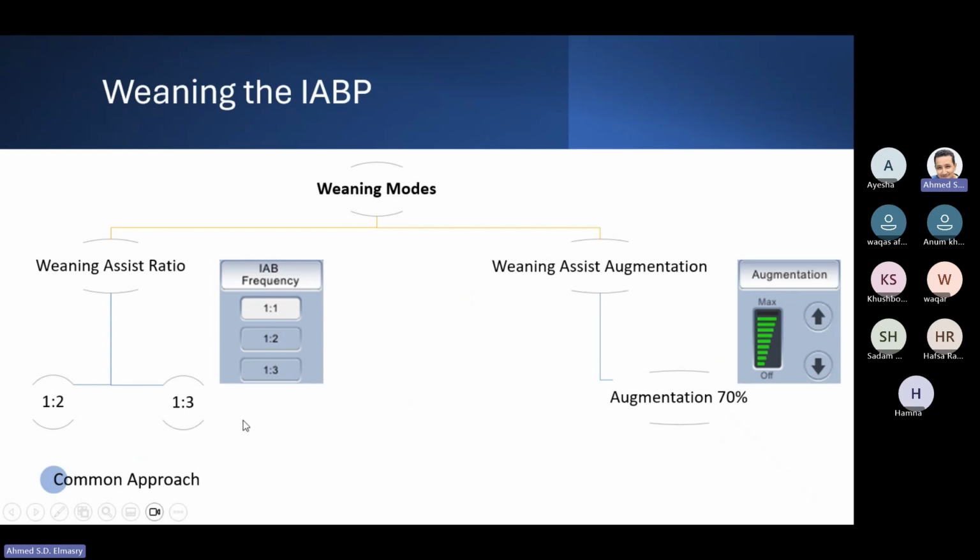And regarding the weaning mode, there are many weaning modes. Either you wean the assist ratio, meaning that you move from 1 to 1, then 1 to 2, then 1 to 3, and this is the most common approach. And the other approach is to wean the augmentation, meaning that if you are starting with augmentation 100%, then gradually decrease the augmentation to 90, 80, then 70%. Once you achieve 70% augmentation and the patient hemodynamics are maintained, you can proceed for intra-aortic balloon removal.